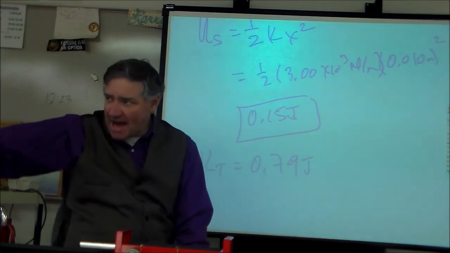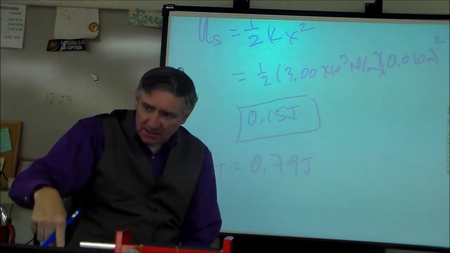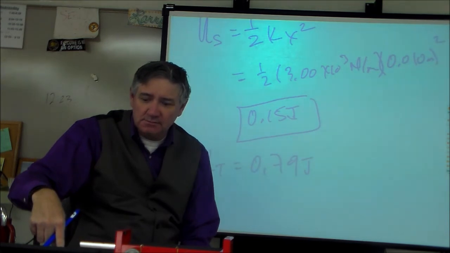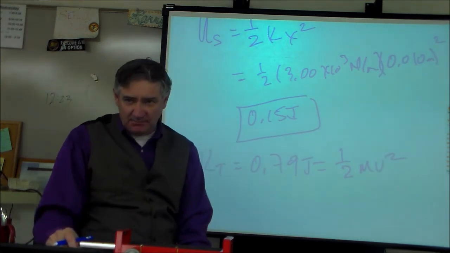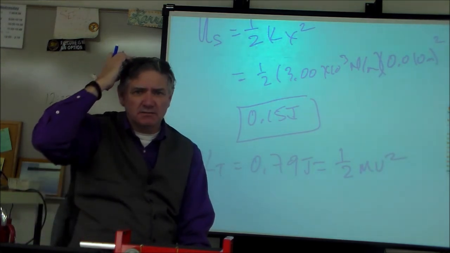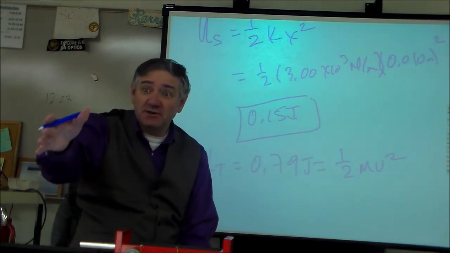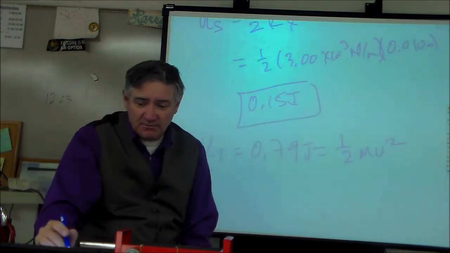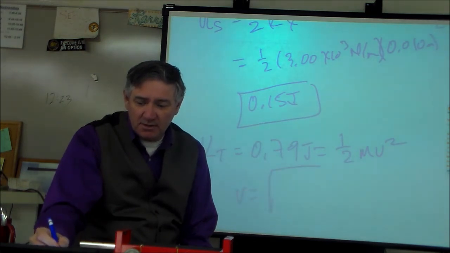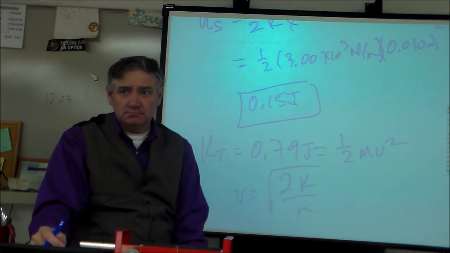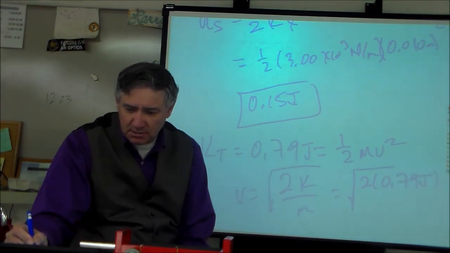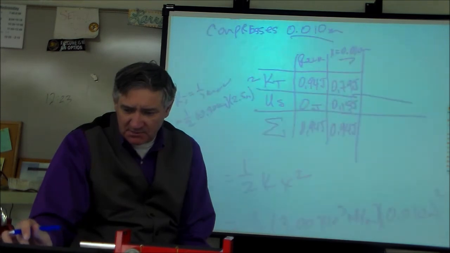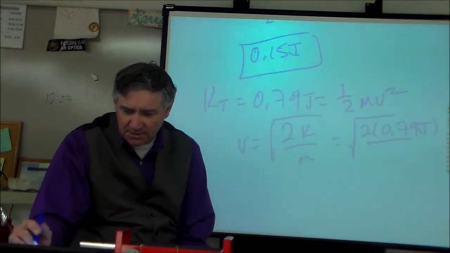So how can I use that to determine the velocity? Well, kinetic energy equals 1/2 mv squared, right? So who solved it for velocity yesterday? So what's the equation? Velocity is the square root of 2K over m, right? So we're going to take 2 times 0.79 joules and divide that by the mass. What was the mass? 0.3 kilograms.